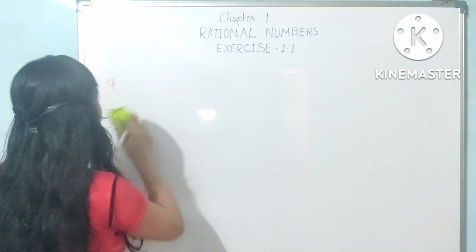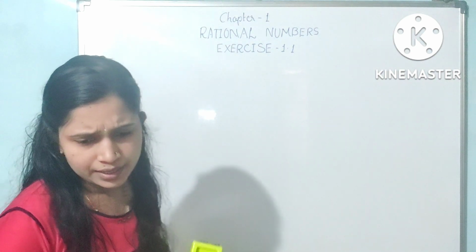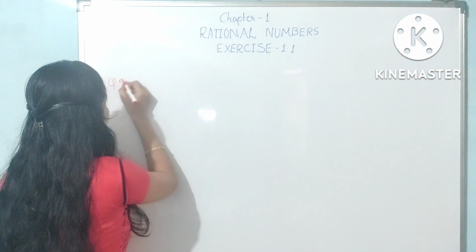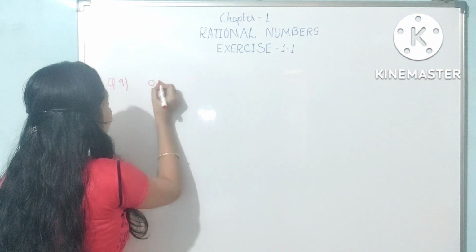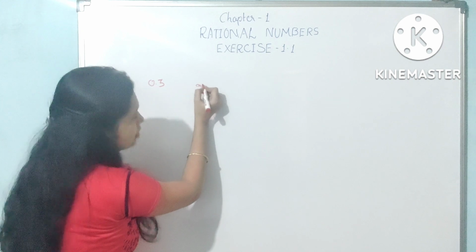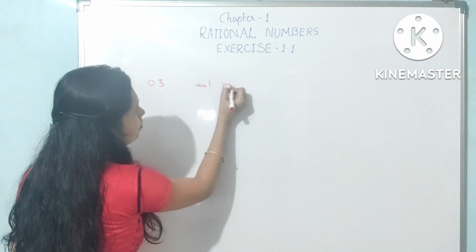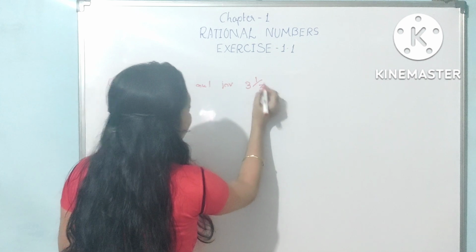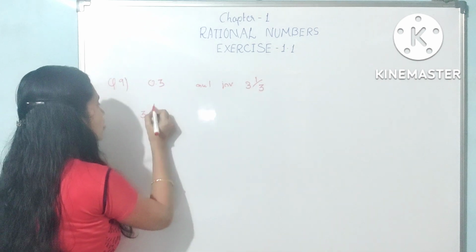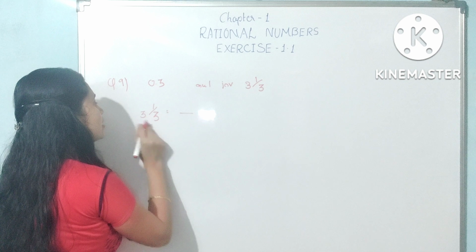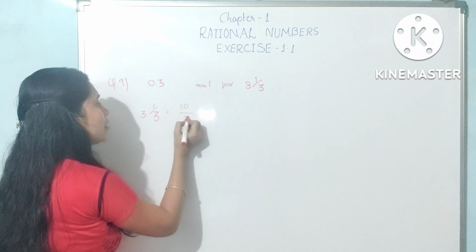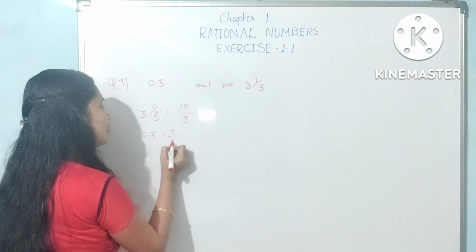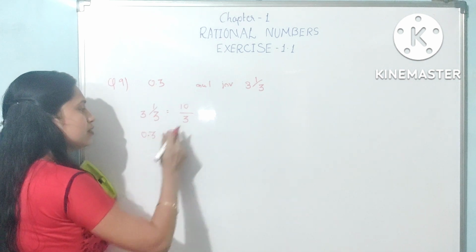Okay, the next. Is 0.3 a multiplicative inverse of 3 1 by 3? First we'll solve this. 3 3s are 9 plus 1 is 10, so 10 by 3. So 0.3, can we write it as 3 by 10? Yes, as a decimal, see here, 3 by 10.